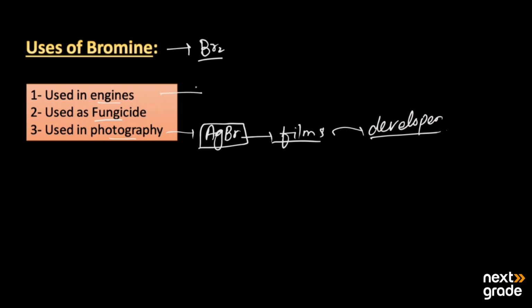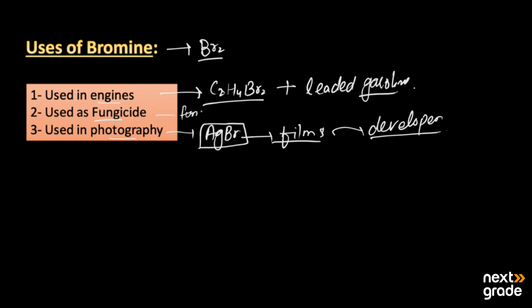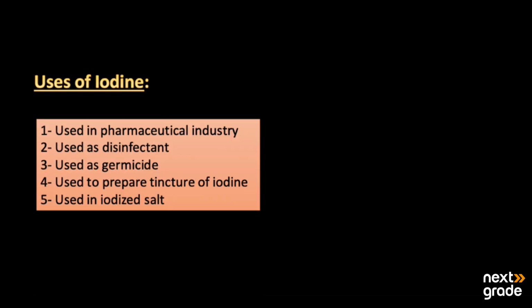As it is used in the engines, its compound name is ethylene bromide, whose formula is C2H4Br2. It is added into leaded gasoline to save the engines from lead oxide production, as well as it is used as a fungicide. Fungicide means that it is used to kill the fungus or to remove the fungus from different products or compounds. And the last one, we have the uses of iodine.